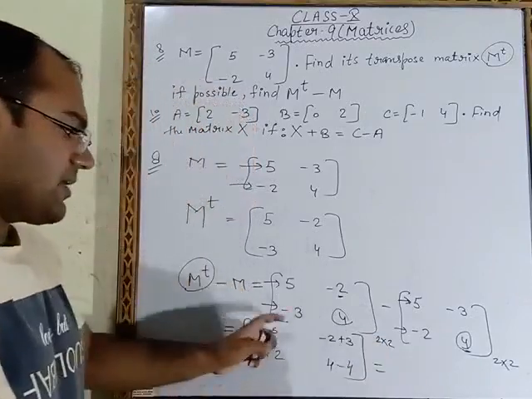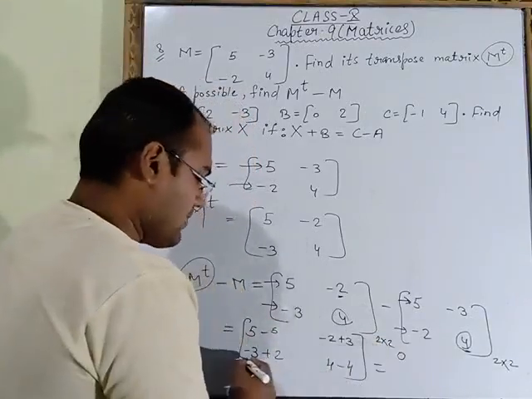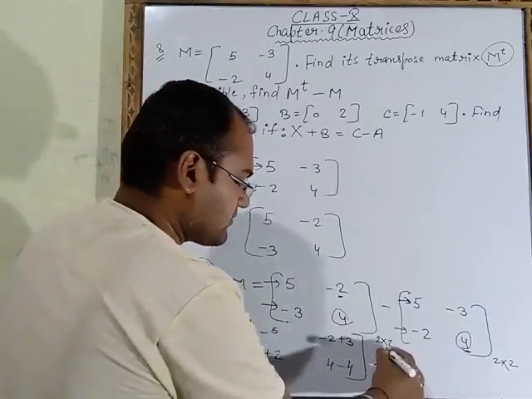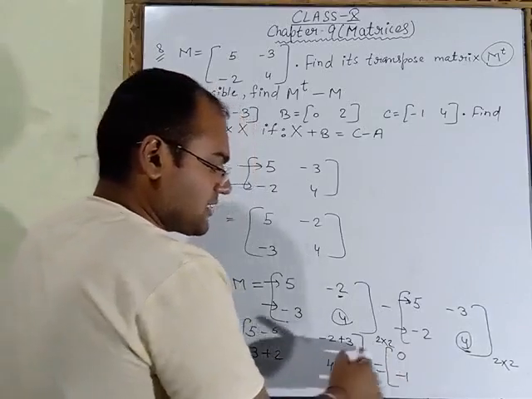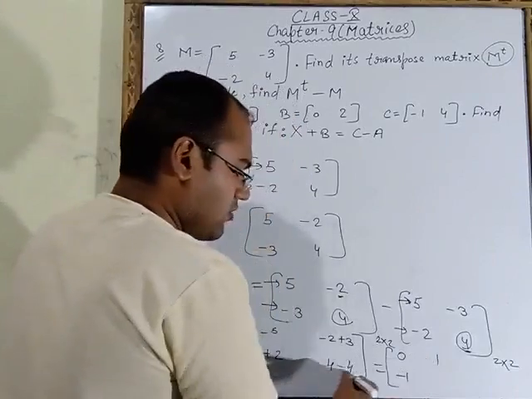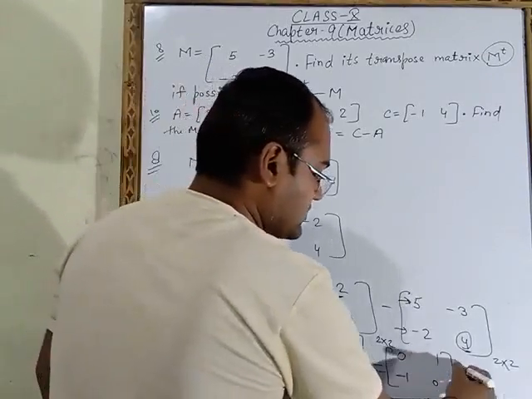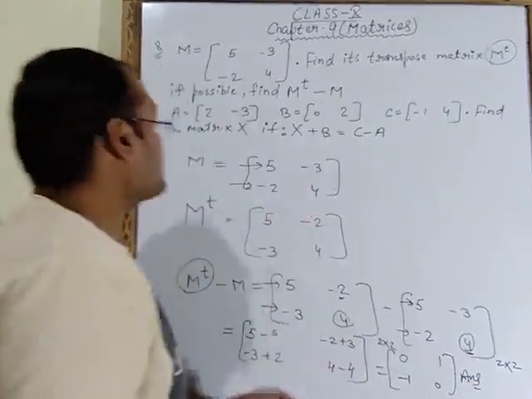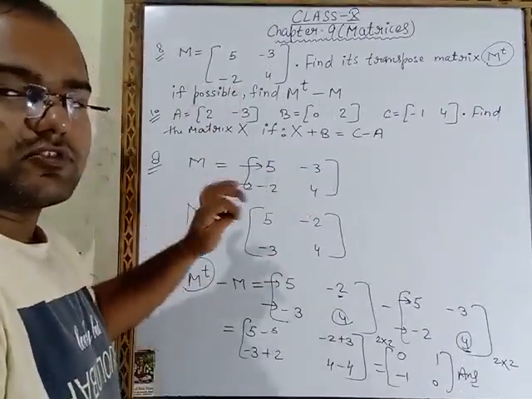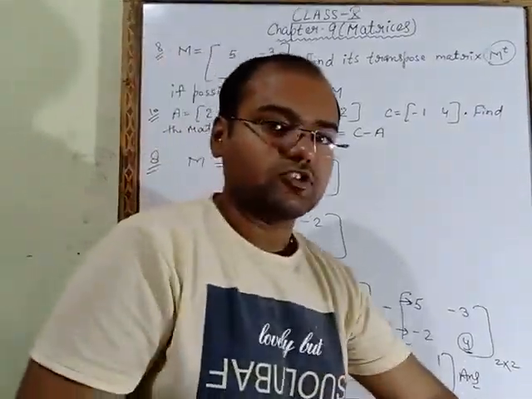Now 5 minus 5, the answer will be 0. Minus 3 plus 2, the answer will be minus 1. Minus 2 plus 3 will be plus 1. 4 minus 4 will be 0. So this is your answer of this question number 8. So like this you have to do such questions. Now see the next question.